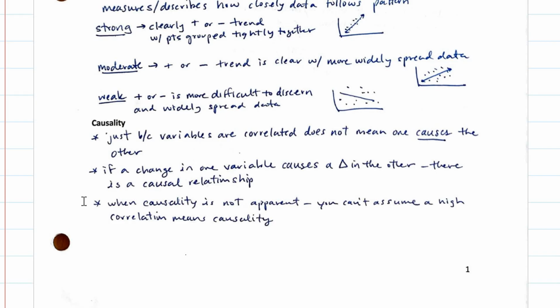So just because a person is tall does not cause them to have longer arms, but those two things are related to each other. That's it.